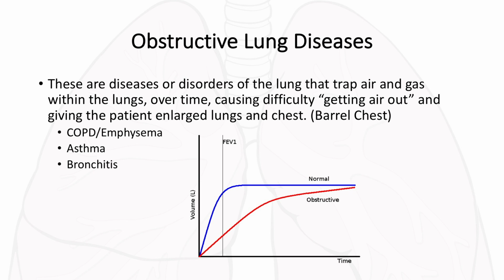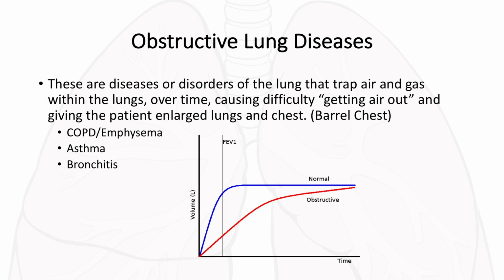These are diseases or disorders of the lung that trap air and gas within the lungs and over time cause difficulty getting air out. This gives the patient enlarged lungs and chest, otherwise known as barrel chest. These are diseases such as COPD, emphysema, asthma, bronchitis, and as you can see on this diagram here, the amount of volume that can be expired over the amount of time is less in obstructive.